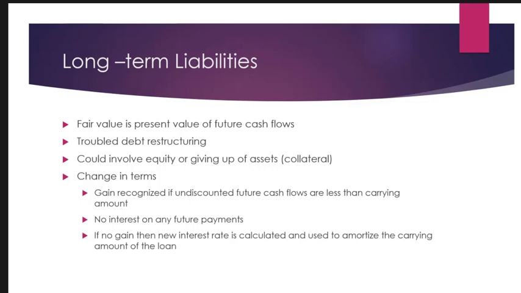However, if there's no gain, all right, then we make no journal entry at the time of the new terms. We simply calculate a new interest rate on the loan that we can then use to amortize the rest of the carrying amount. So we don't change the carrying amount. If we have listed that we owe them, the bank, $500,000, we continue to leave that alone. We do not record a gain. We simply figure out with the new payments what interest rate would make those new payments equal to the $500,000.